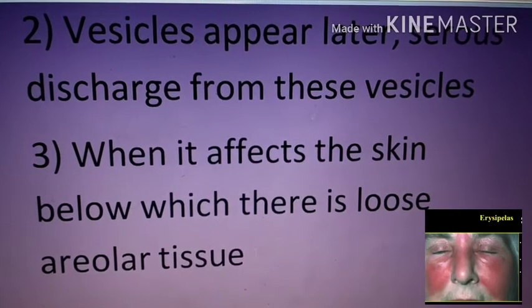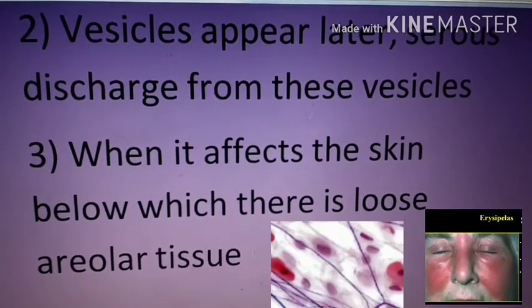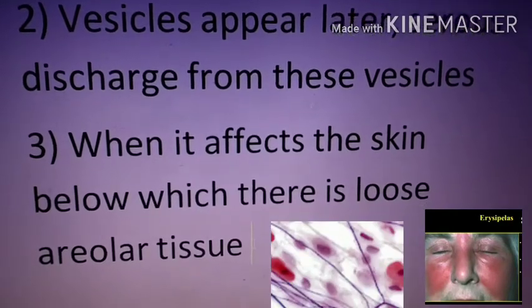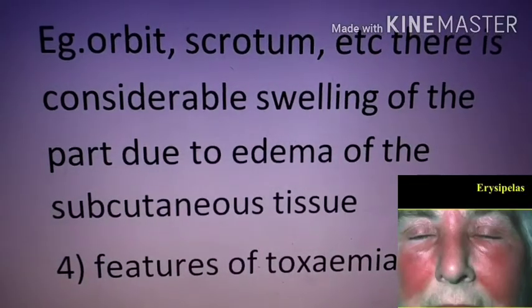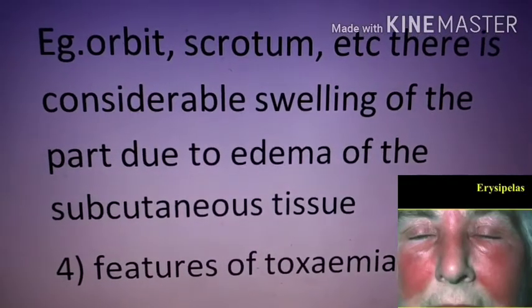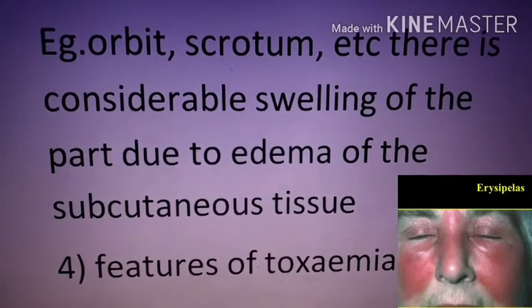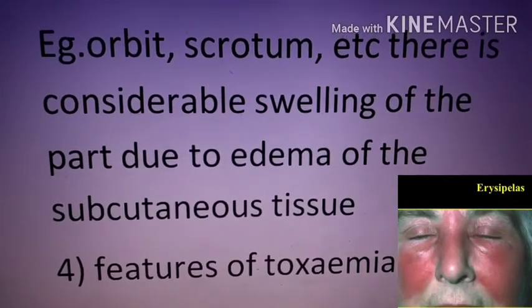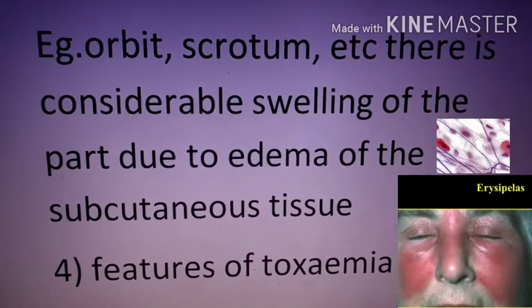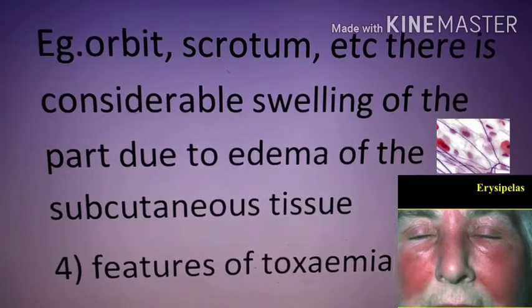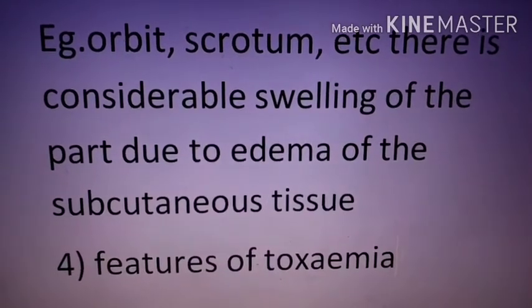When it affects the skin below which there is loose areolar tissue, for example, the orbit, scrotum, etc., there is considerable swelling of the part due to the edema of the subcutaneous tissue. So here this swelling is seen only when there is loose areolar tissue present just below the skin. Then features of toxemia are seen.